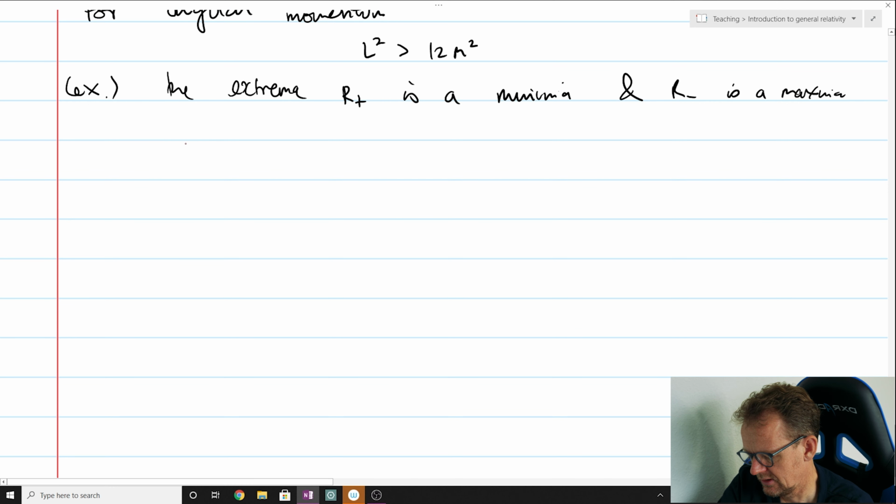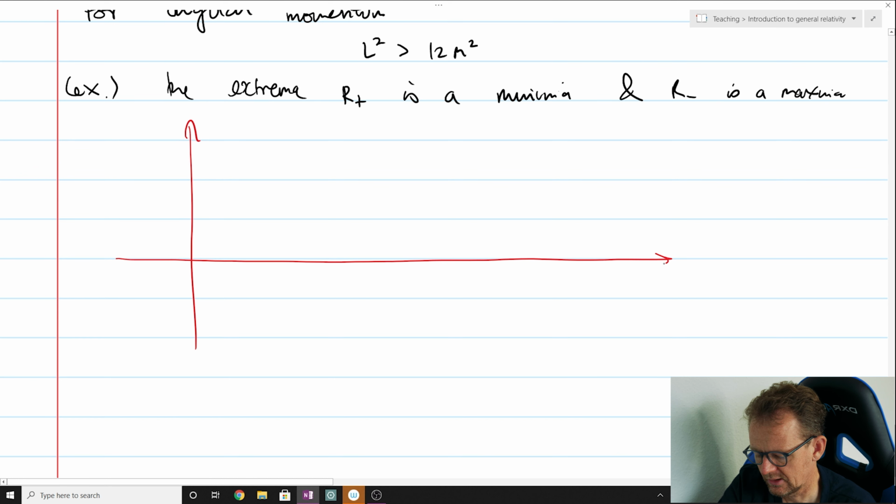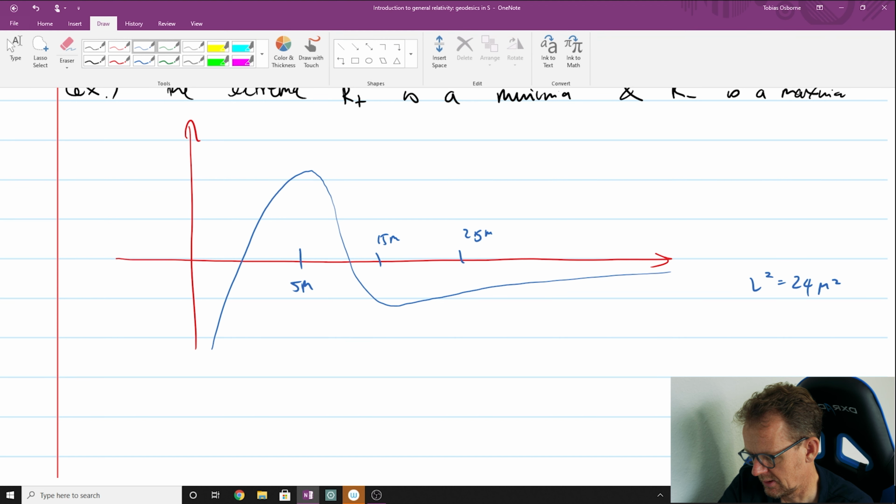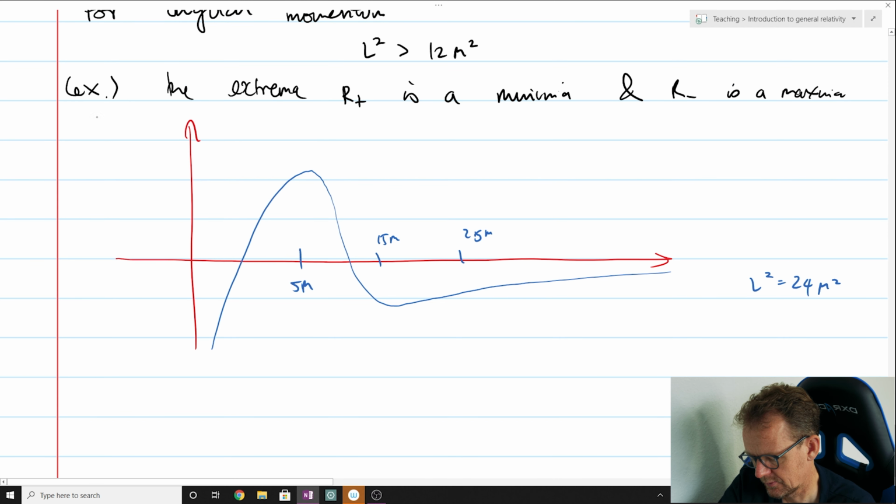And what do you see? Well, in this sort of setting, what does the potential look like? Well, the potential looks a little different now. So we've got a maxima and a minima. Max, min, and here I've drawn it for, say, L squared equals 24m squared. And so you can see where the maxima and minima are on this particular curve. Right, here's a maxima and here's a minima.